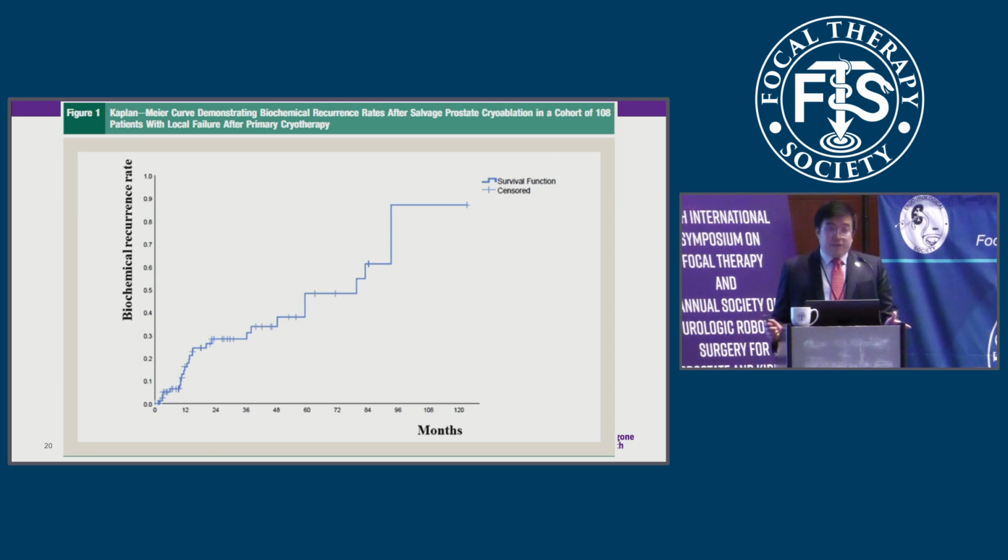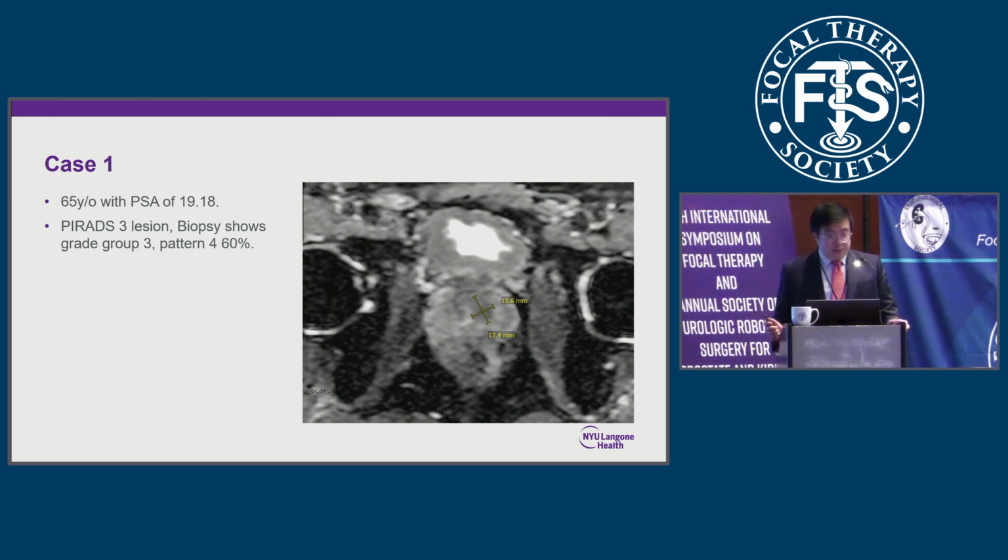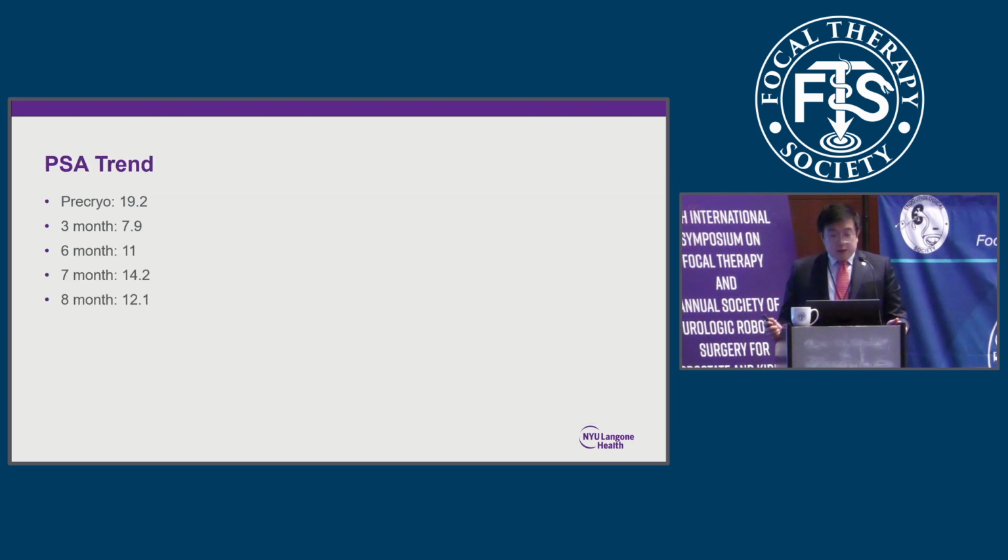So I wanted to highlight a few cases because there's really no data in the literature pertaining to this. This is one of our cases, not my patient. One of my partners treated this patient, a 65-year-old man, PSA of 19, PI-RADS 3 lesion, biopsy showing 60% pattern 4. Following cryoablation, his PSA dropped to 7.9. At 6 months, you see it's going up, 11. At 7 months, it's 14. We repeated that a month later because his PSA was obviously trending in the wrong direction, and that certainly was concerning.